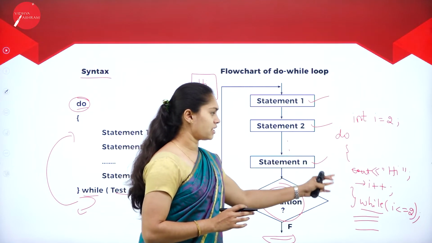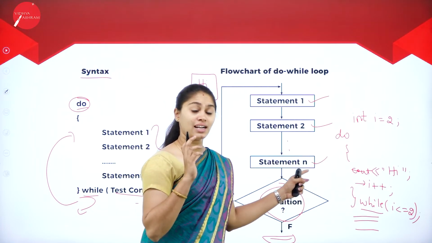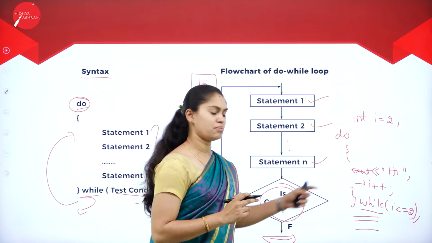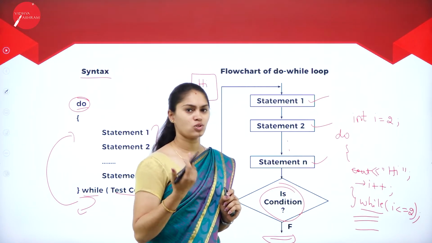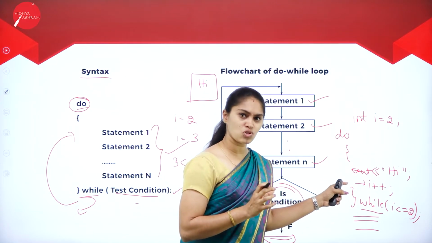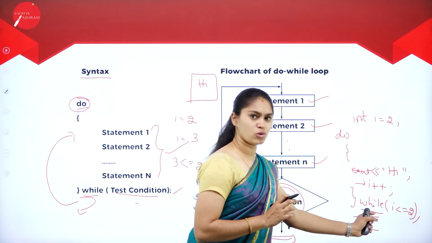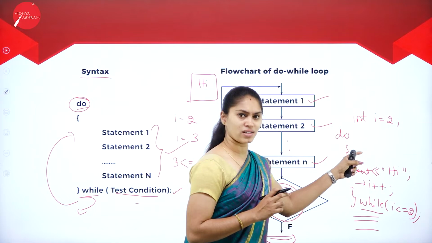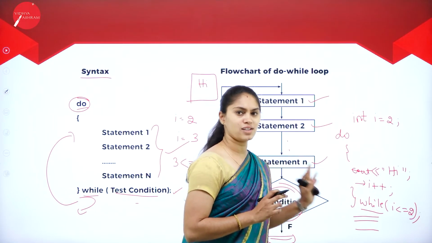Okay, so whether the condition is true or false, at least one time this set of statements is going to be executed. We are going to control the execution of the statements at the end of the loop. We are not controlling at the entry point. So this is how the do while is going to work.